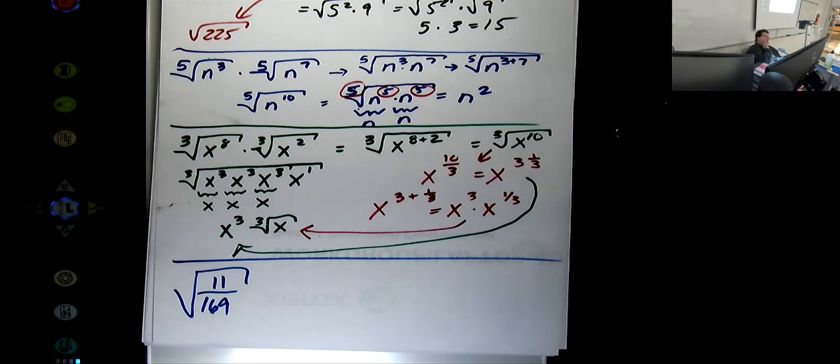Which I'm guessing is around, let's see, 0.23 maybe? Now I'm kind of curious. What is the square root of 11 over 169? See if my estimation skills are up to par. 0.255, not quite close enough. I thought it was going to be below a quarter, and it's above a quarter.